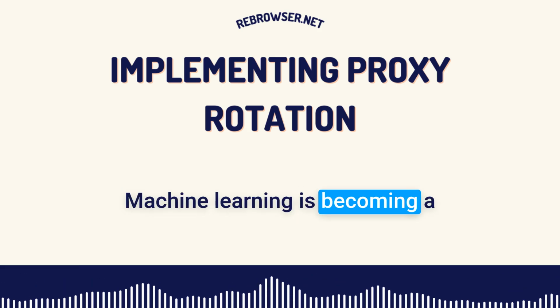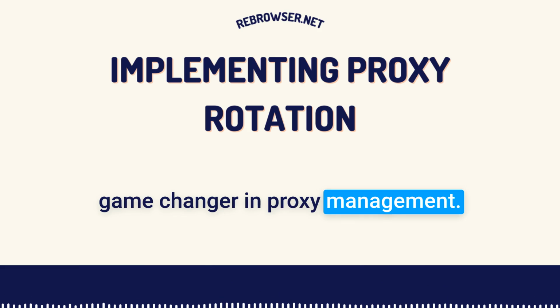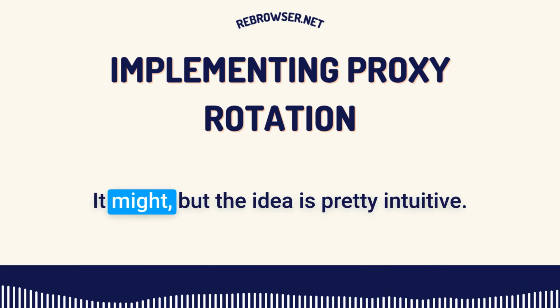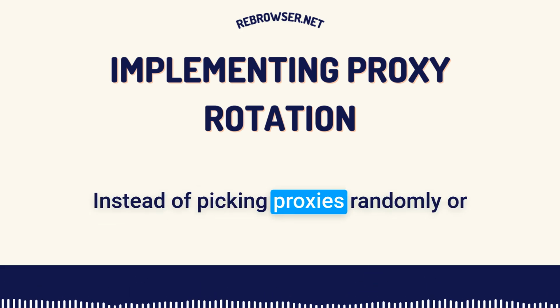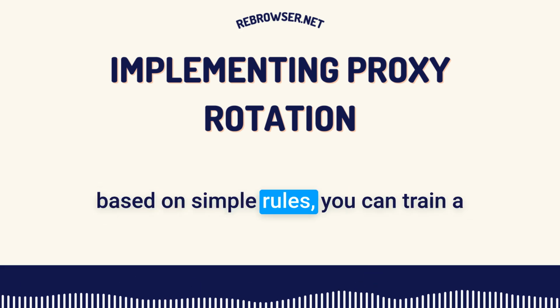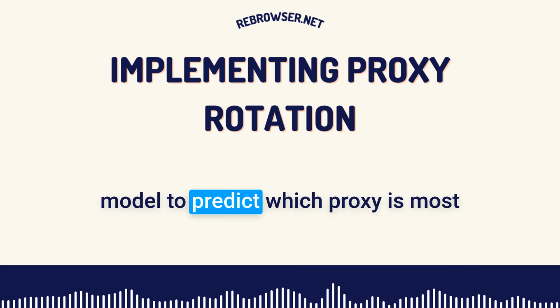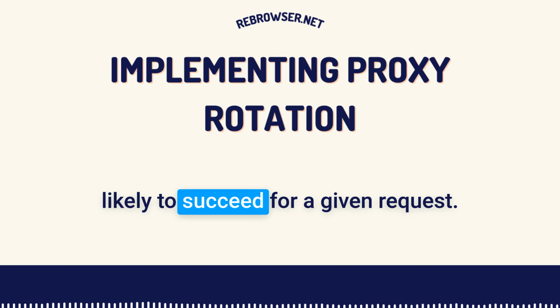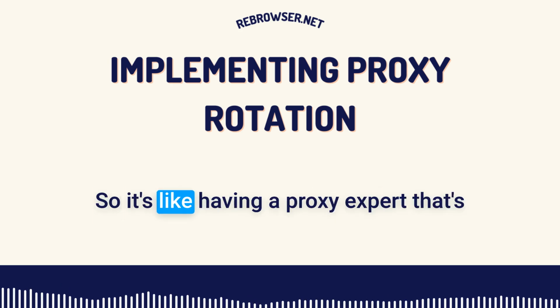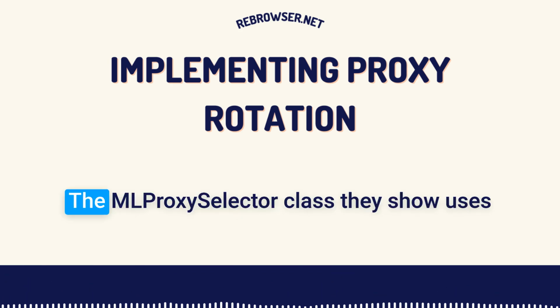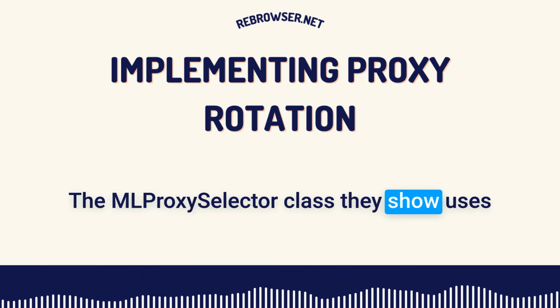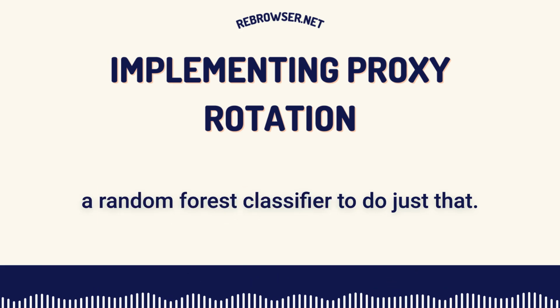Machine learning is becoming a game changer in proxy management. It sounds super futuristic. It might, but the idea is pretty intuitive. Instead of picking proxies randomly or based on simple rules, you can train a model to predict which proxy is most likely to succeed for a given request. So it's like having a proxy expert that's constantly learning and improving. Exactly. The ML proxy selector class they show uses a random forest classifier to do just that.